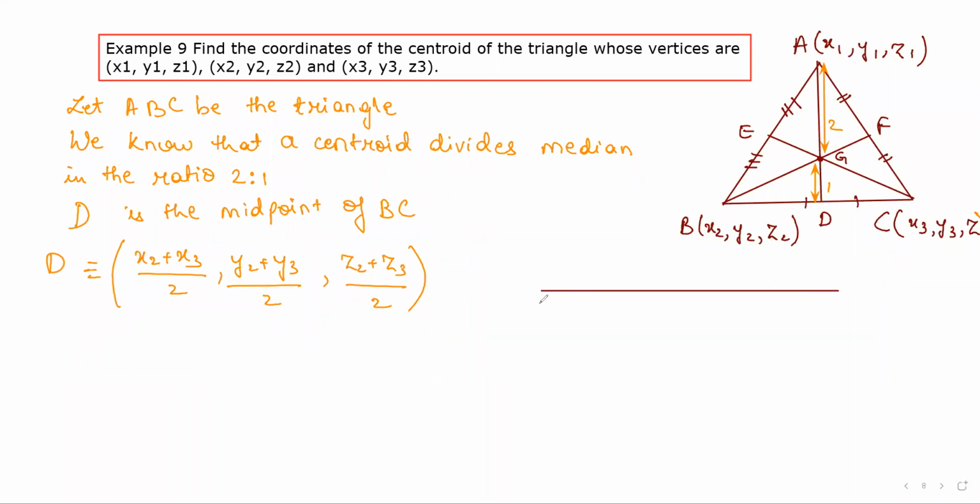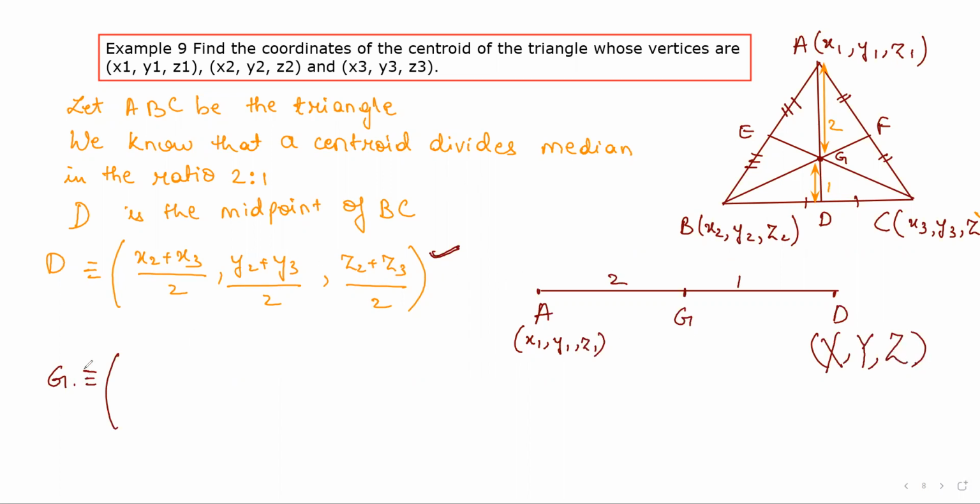Now, this is your point A, this is your point D. Here your coordinates are x1, y1, z1. Here your coordinates are given over here. And you have to find the coordinates of G, and it is dividing it in the ratio 2:1. So let's calculate for G. Let it be capital X, capital Y, capital Z.